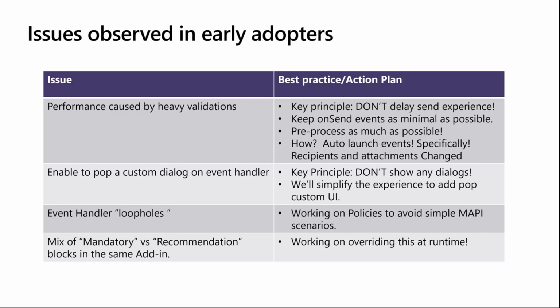For example, why don't you validate the recipients every time the user is adding them? You can use the recipients changed event to validate in real time the content of the message. Or for attachments, we also have an attachment added event and an attachment removed event, so you can validate all that logic at that moment instead of doing it at the end, in the send.